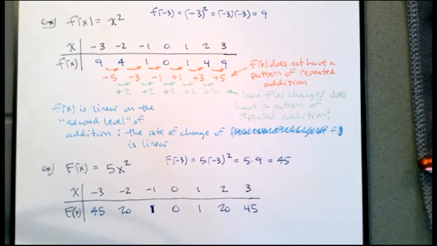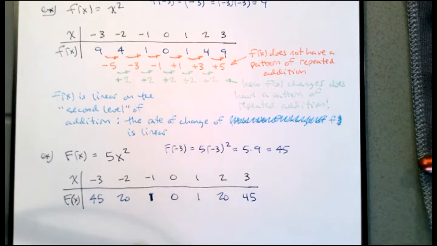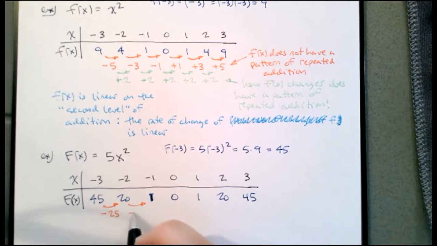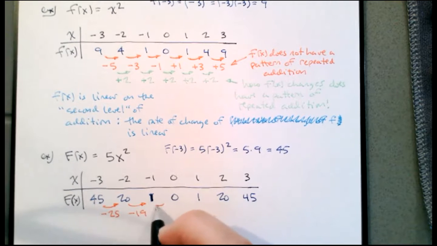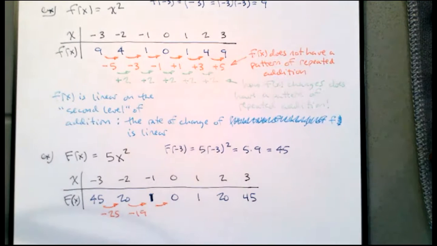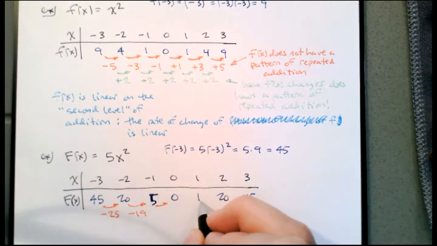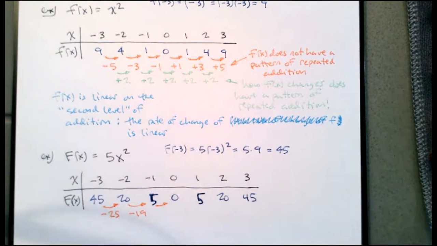So F is not going to be linear. Makes sense because we're not looking at a linear function. This is not y equals mx plus b. It's an x squared. But if we look at the change from 45 to 20, we are subtracting 25. From 20 down to 1, we are subtracting 19. From 1 down to 0, we are subtracting, oops, not 1. I multiplied 1 times 5 and I got 1. That's not the multiplicative identity. There we go.